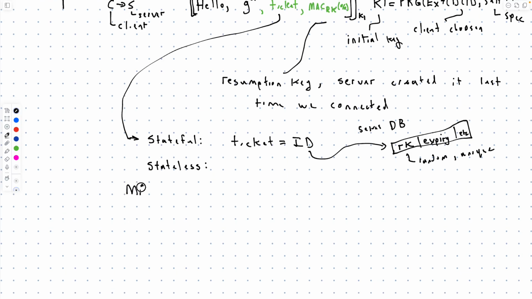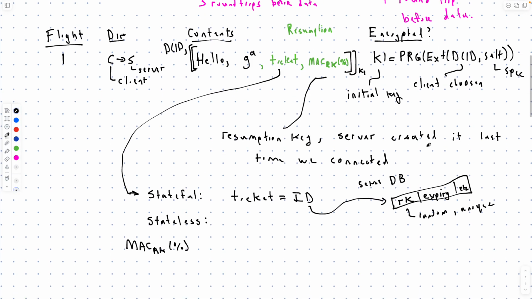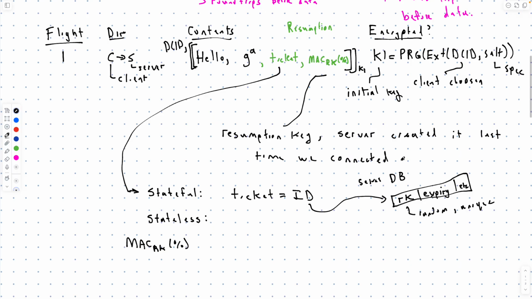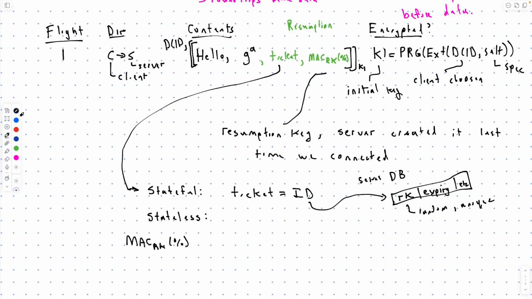Does that mean that the client, the user, is also storing RK? Yeah, exactly. So the client, I should write that. Resumption key, server created it last time we connected. I can say Alice connected. Alice remembers it. So it's a shortcut for Alice for the next time.